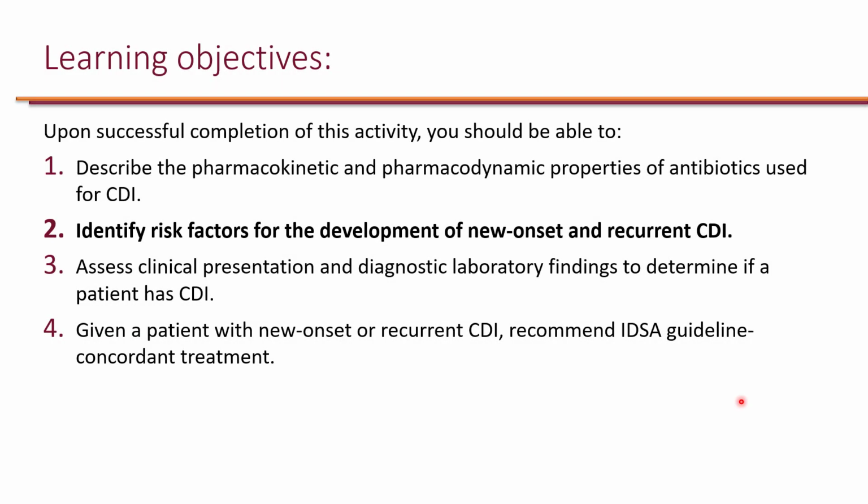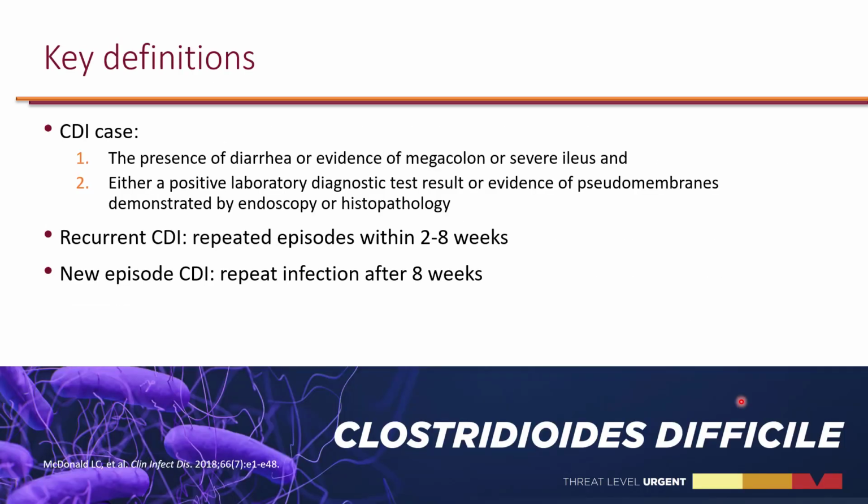We described the PK/PD properties of antibiotics used for C. diff infections. Now, let's identify risk factors for the development of new onset and recurrent C. diff infection. The IDSA guidelines require two things for the C. diff infection case: the presence of diarrhea or evidence of megacolon or severe ileus, and either a positive laboratory diagnostic test result or evidence of pseudomembranes demonstrated by endoscopy or histopathology.